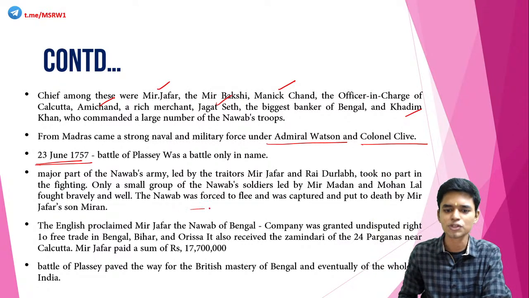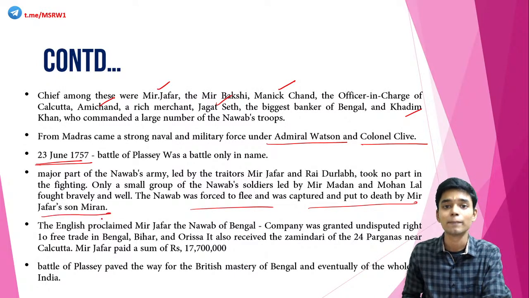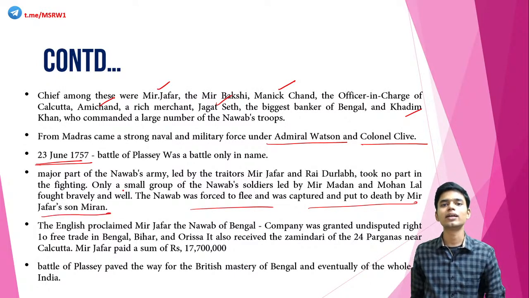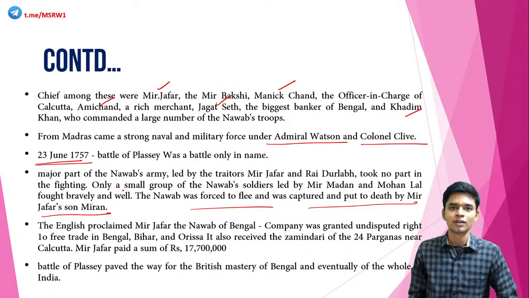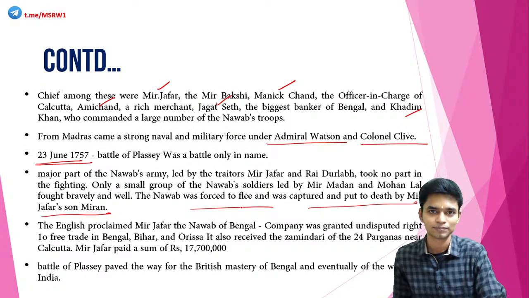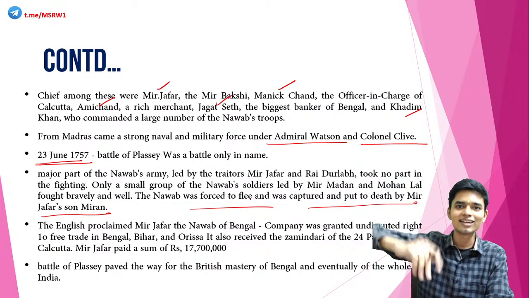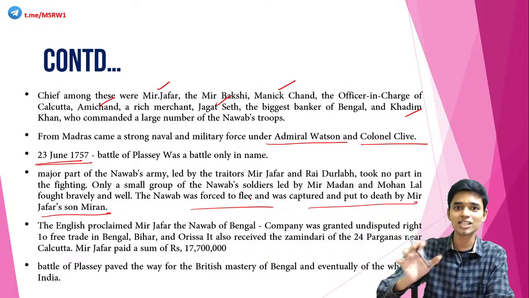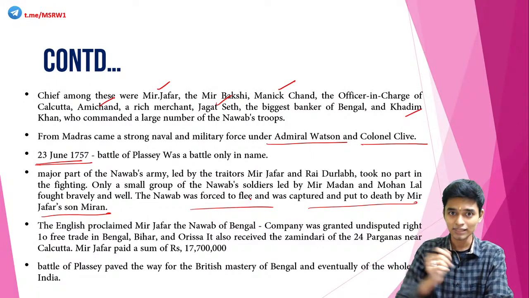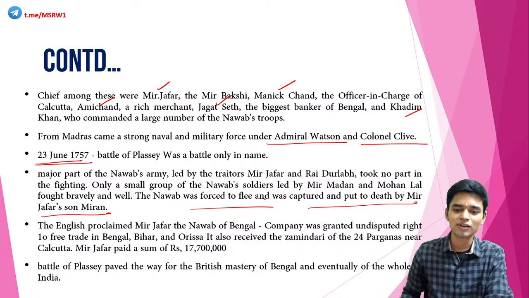The Nawab was forced to flee, and was captured and put to death by Mir Jafar's son, Miran. So it was Miran who finally killed Sirajuddaulah. The English proclaimed Mir Jafar as the Nawab of Bengal. So now the English are going to do what France did in Carnatic. The English placed Mir Jafar on the throne. In return, they asked for something. So Mir Jafar was forced to concede a lot of things to Britain.